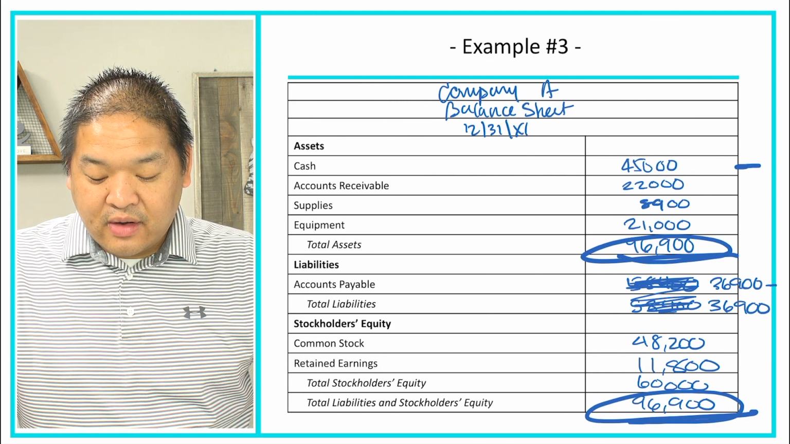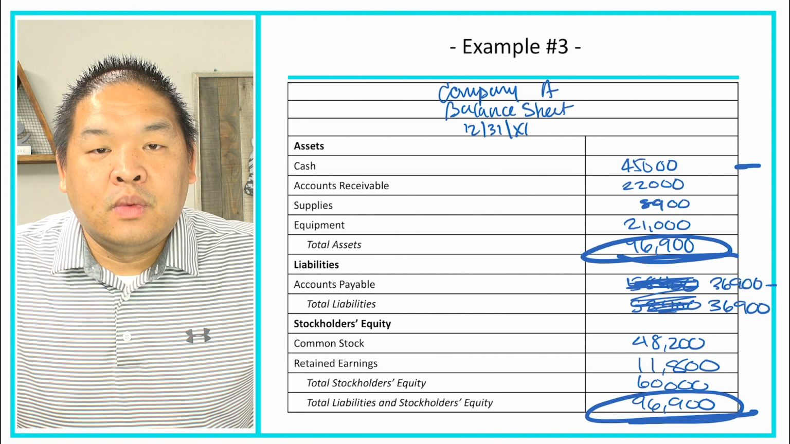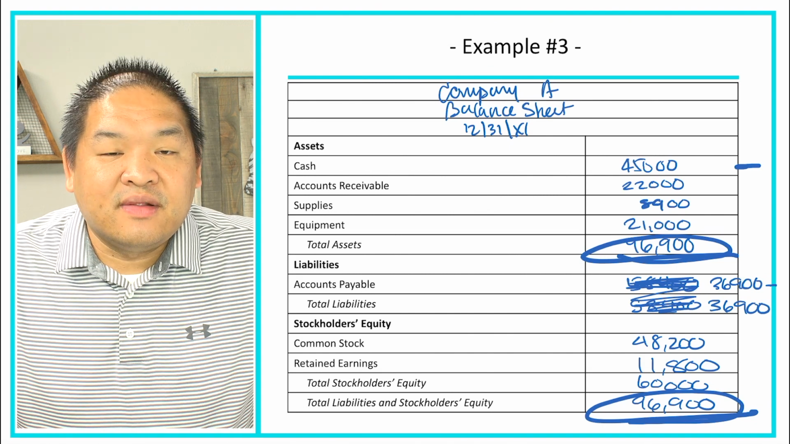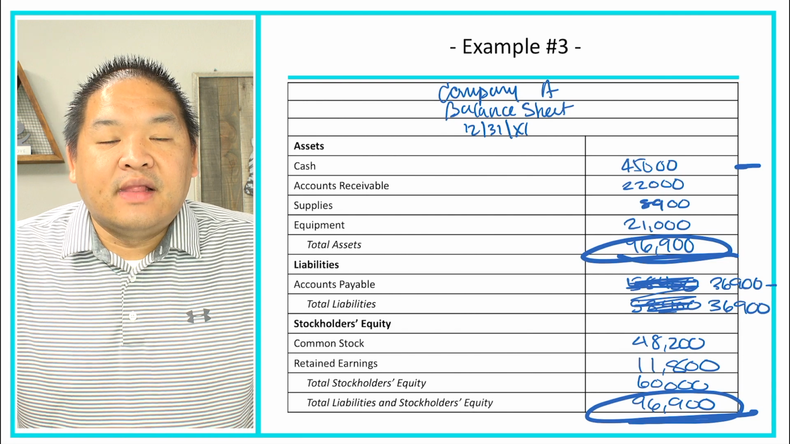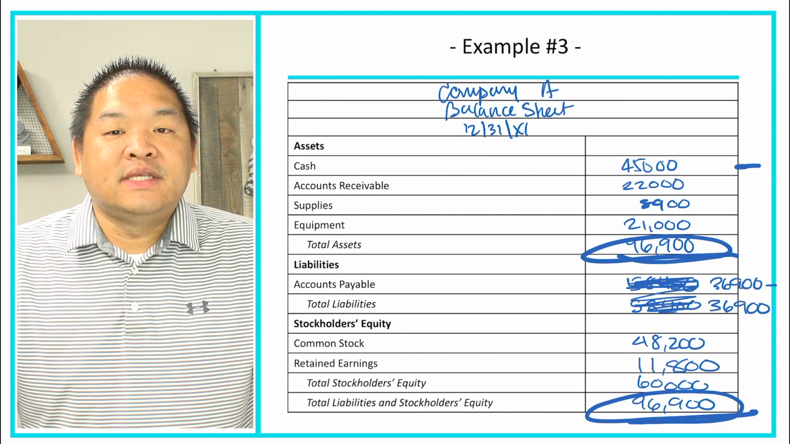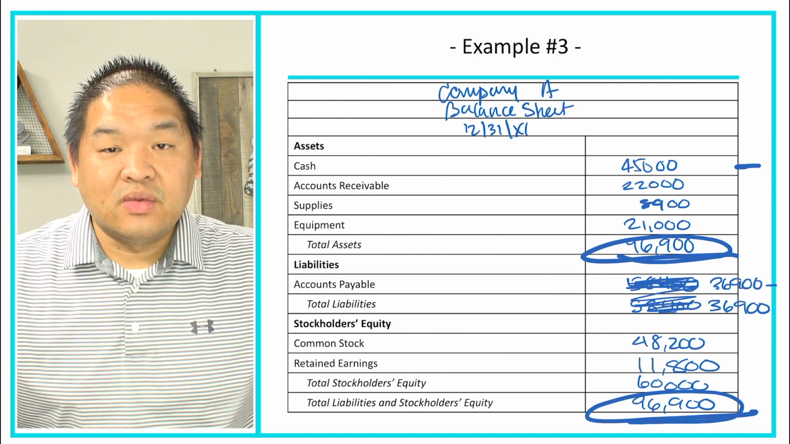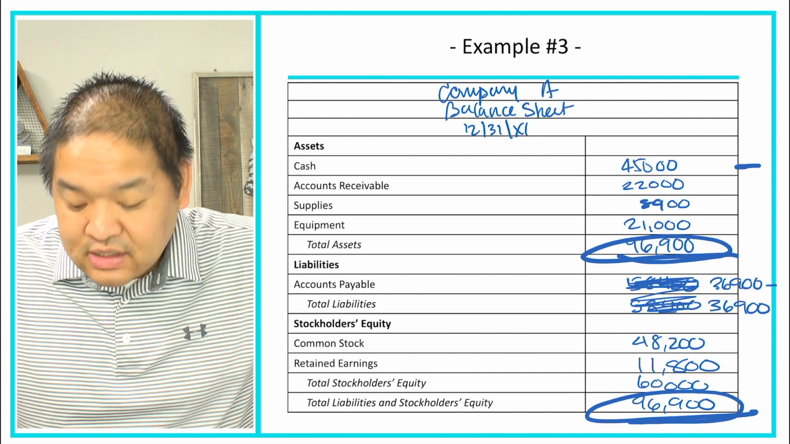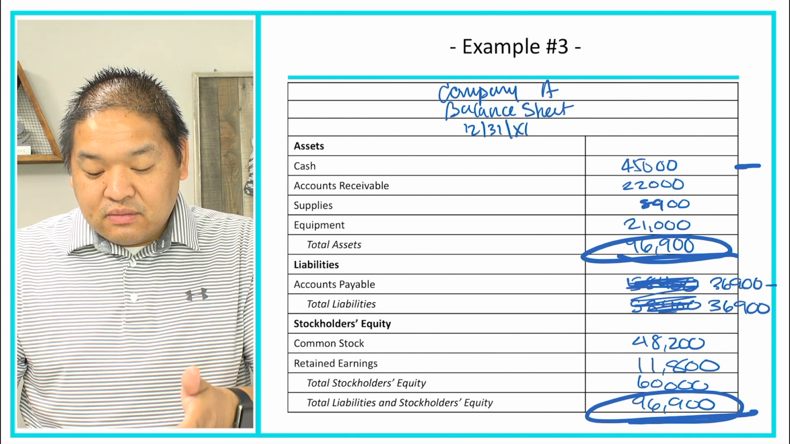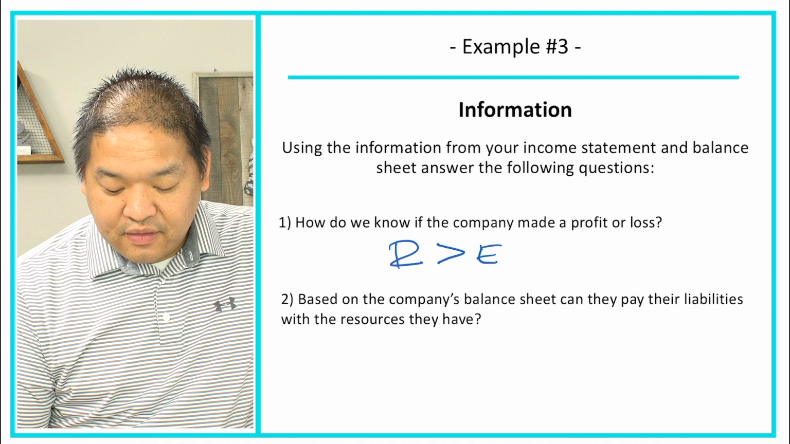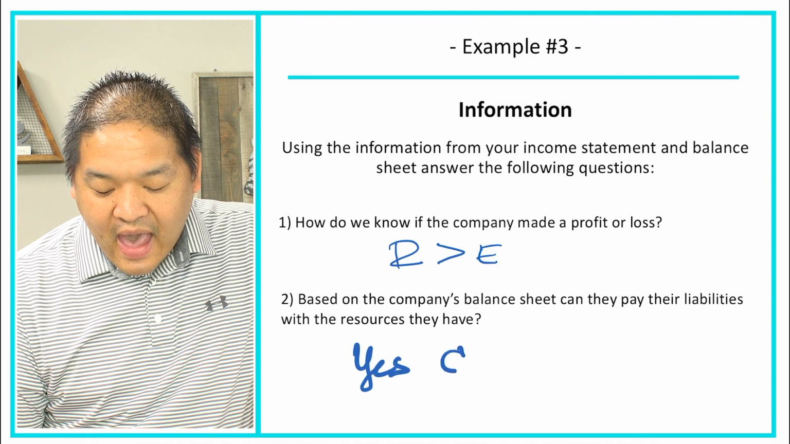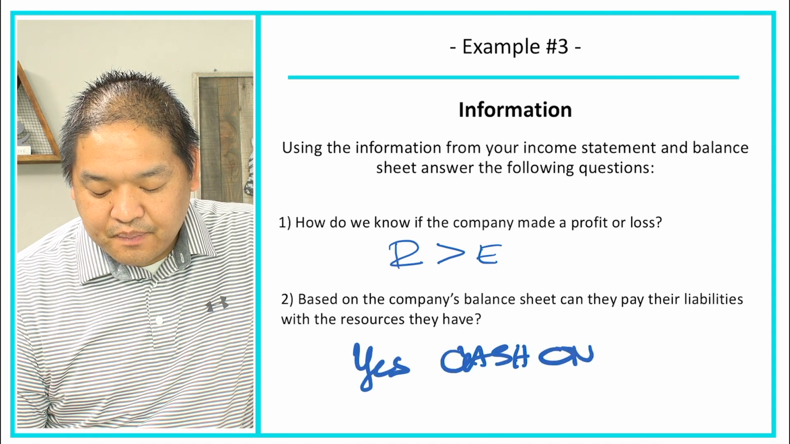We notice that they are not highly leveraged. What do we mean by highly leveraged? As we said in a prior video, highly leveraged means that their total liabilities exceed their total stockholders' equity. In this case, it doesn't. So we know that that's okay. So yeah, they can pay all of their liabilities with cash only.